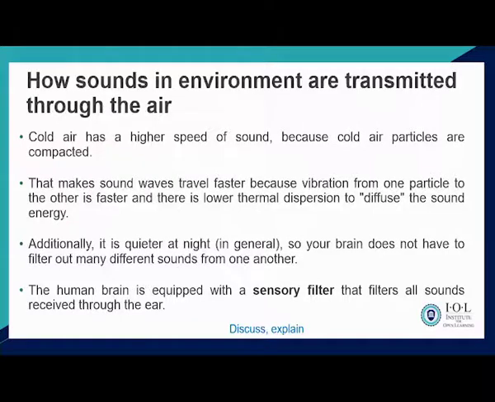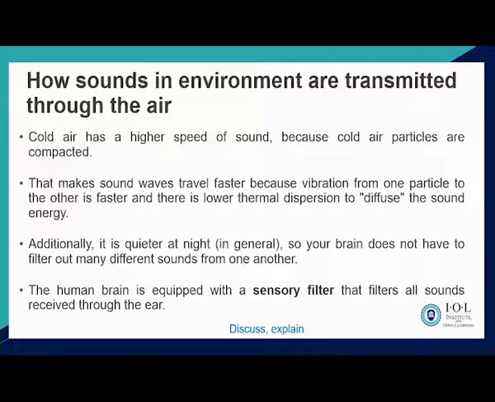So how is sound in an environment transmitted through the air? Cool air has a high speed of sound, and this is mainly because the cool air particles are compacted and close to one another, and that enables the sound to be much faster. The sound wave travels faster because the vibration from one particle to another is faster, and there is always a lower thermal dispersion or diffusion of the sound energy.